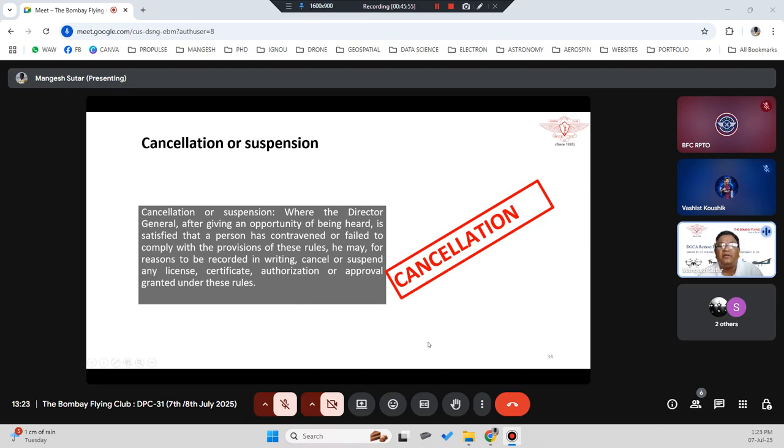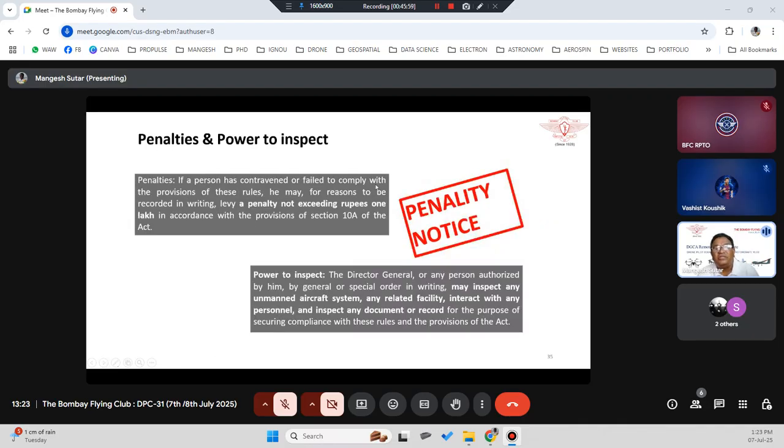Okay, DGCA can do that. They will give you time to justify. If they are not justified by your support and answers, they may cancel or suspend your certificate, license, authorization or approvals. Okay, they may levy a penalty also. Earlier the penalty was huge. Right now under the drone rules, the maximum penalty that they can give is 1 lakh rupees.